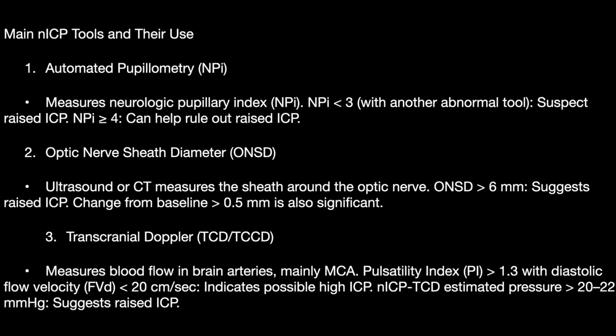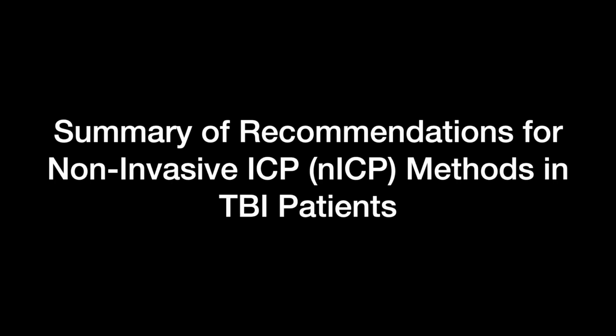Next is transcranial Doppler. It measures the blood flow in the brain arteries, mainly the middle cerebral artery. The pulsatility index, that is PI, more than 1.3 with diastolic flow velocity less than 20 indicates a very high possibility of raised ICP. So nICP with TCD estimates pressure more than 20 to 22 millimeters of mercury and suggests that the ICP is raised.